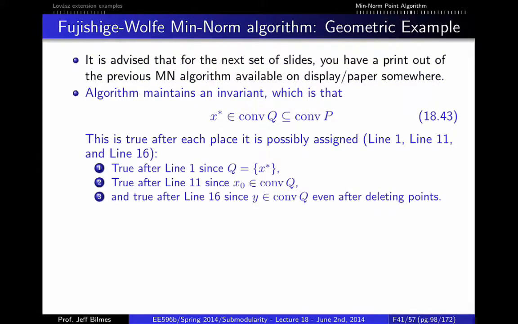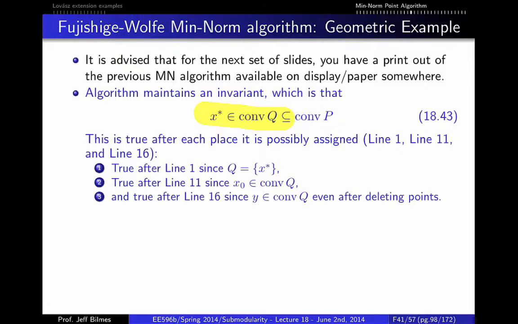So the first thing to mention is that the algorithm maintains an additional invariant: x is going to be x star. We assign x star in a number of places: lines 1, 11, and 16. Those are the only places where we assign x star. In each one of those cases, we ensure that x star lies within the convex hull of Q. Now, in line 1, it's true.